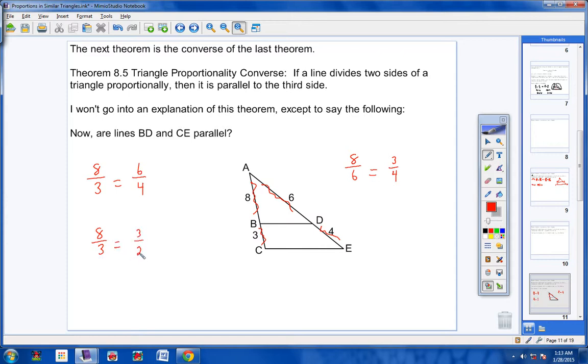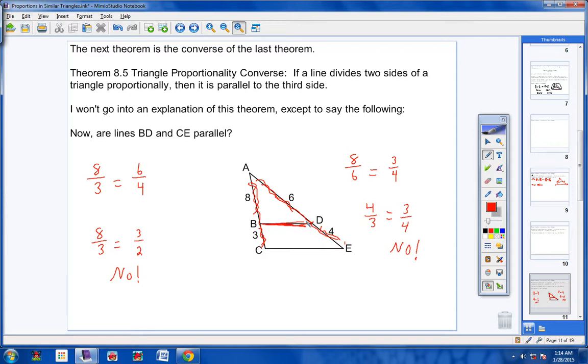Are these two fractions equal? Obviously no. The same thing's going to happen over here. 8 over 6 reduces to 4 thirds. 3 fourths cannot be reduced. Is 4 thirds equal to 3 fourths? Well, the answer is no. Students, no matter what, this line here does not divide this side up and this side up into proportional parts.